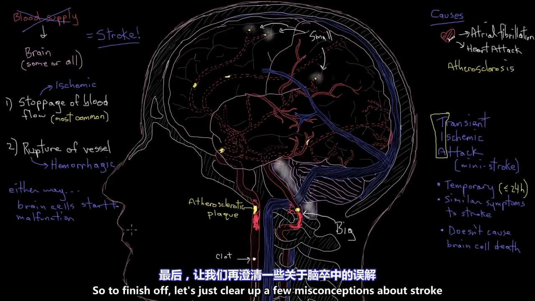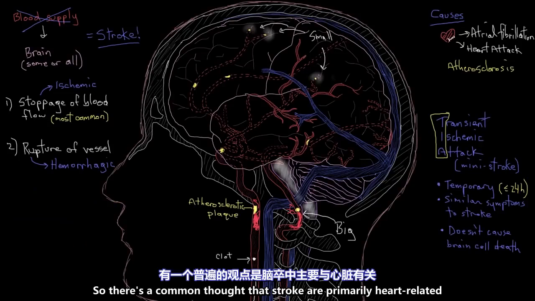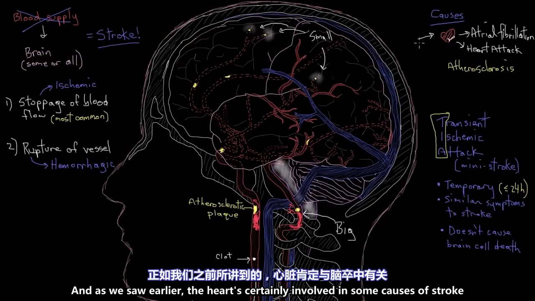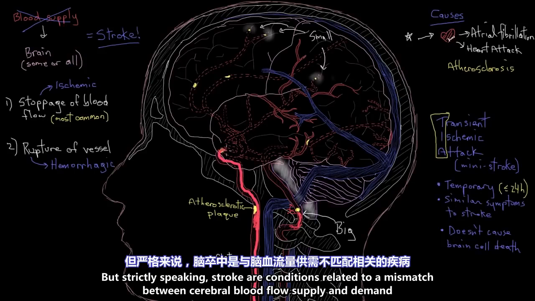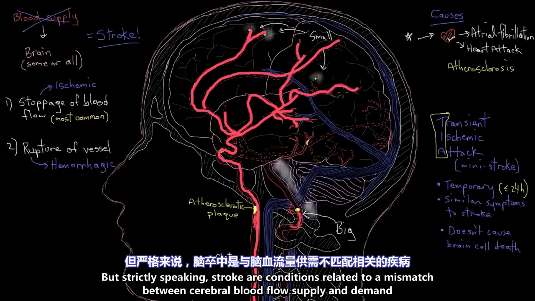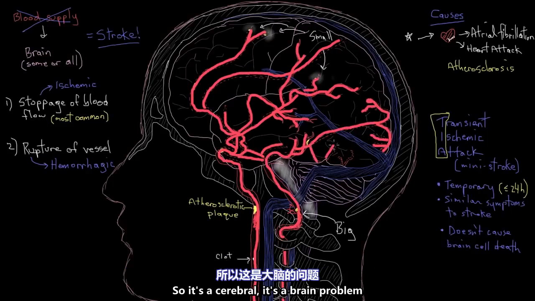So to finish off, let's just clear up a few misconceptions about stroke. So there's a common thought that strokes are primarily heart-related. And as we saw earlier, the heart's certainly involved in some causes of stroke, but strictly speaking, strokes are conditions related to a mismatch between cerebral blood flow supply and demand. So it's a brain problem.